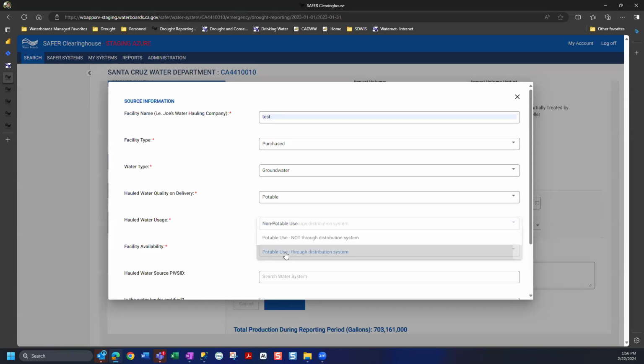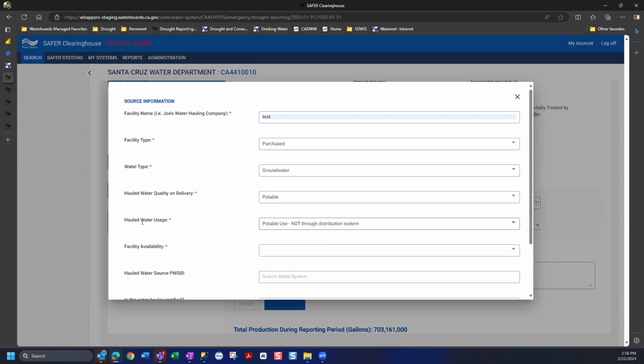However, if you say that you are using it for potable use through the distribution system or potable use not through the distribution system, you have now entered into a category of water systems that is reliant on hauled water to meet their day demand. And if you mark that, you're going to be flagged for technical support, you're going to be flagged for funding support, and you're also going to be flagged for additional reporting. Additional reporting on a weekly and monthly basis for your water system. So be careful on adding a new hauled water system.